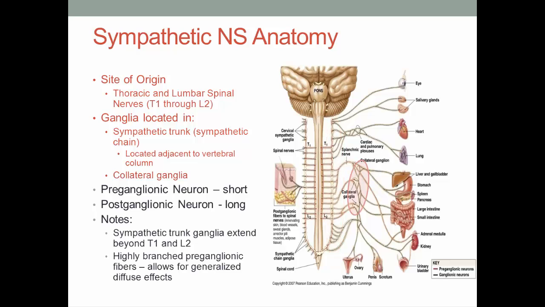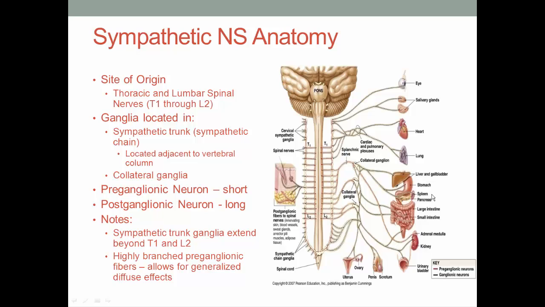Or the ganglia is located in what are called collateral ganglia. And the collateral ganglia are just a little farther out, but they're not anywhere near on top of the organ, which means then that the preganglionic neuron is very short and the postganglionic is very long. That's just the opposite of what we saw with the parasympathetic nervous system. A couple other notes: the sympathetic trunk ganglia extends well beyond the T1, L2, as you can see here. It extends all the way up into the cervical regions and down to the sacral regions. However, remember, the origin of those preganglionic neurons is still limited to T1 to L2.